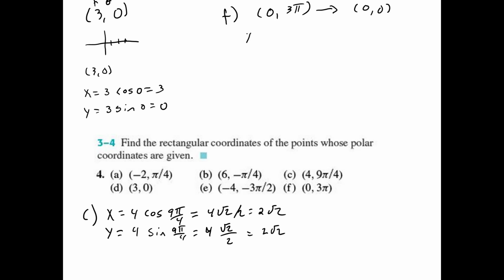Now, if you wanted to, you could use the formula x is equal to r times the cosine of 3 pi. Anything times 0 is 0. Y is equal to r, which is 0, times the sine of 3 pi. Anything times 0 is 0. So you get 0, 0. So when your r is 0, you are always at the pole.